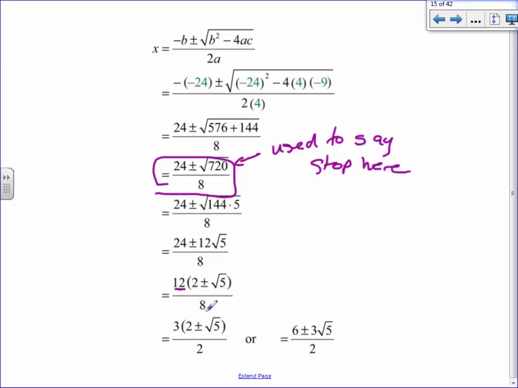Now do you see how there's a 12 and an 8 right here? 12 and 8, we can do some canceling. You can divide this by 4 to get 3, divide this by 4 to get 2. Unfortunately, that's as good as it gets, though. Then we re-times the 3 by the 2 and the 3 by the root 5. And this is now the new final answer that I'm going to expect.